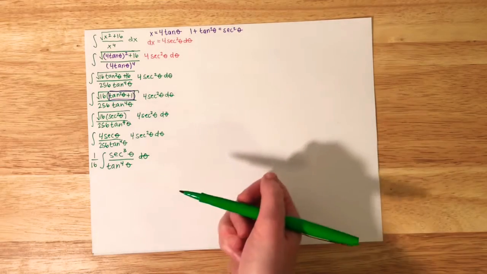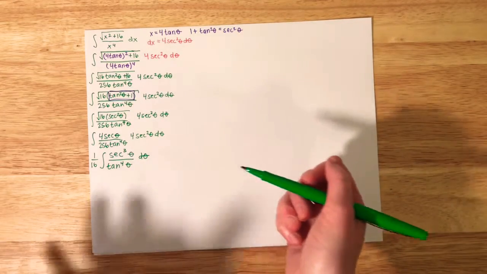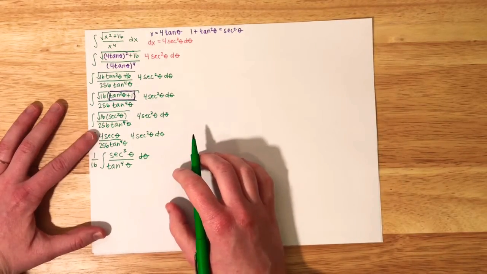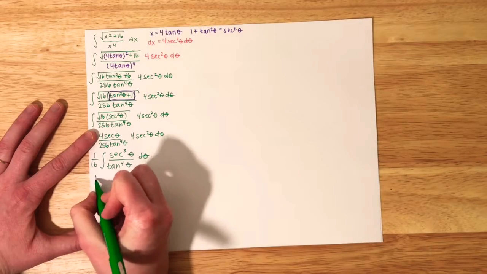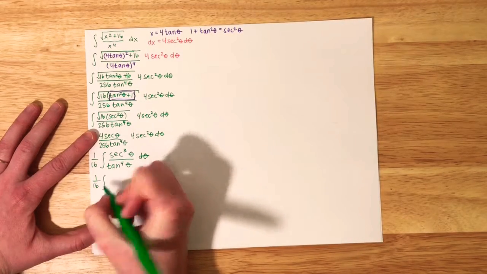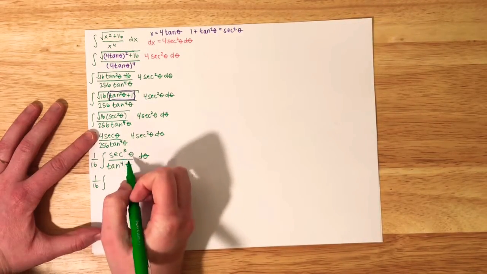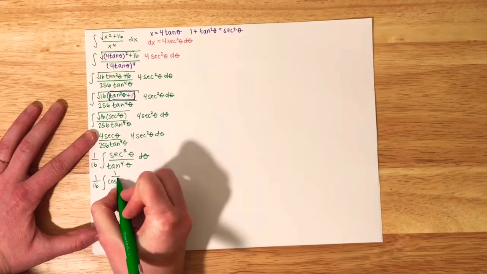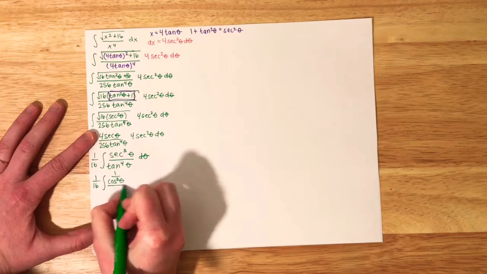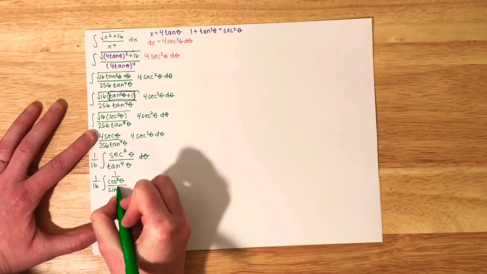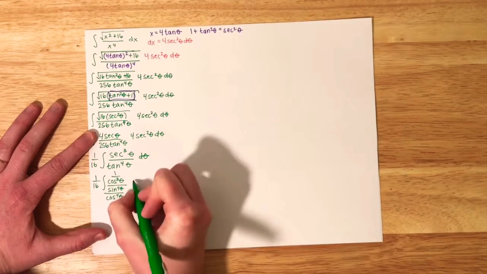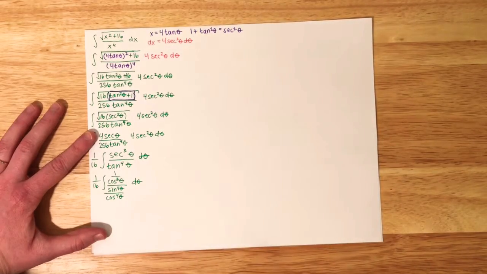All right, now what we can do is rewrite secant and tangent in terms of sine and cosine and simplify from there. So we have 1/16 of the indefinite integral. Secant is 1 over cosine. So we have 1 over cosine cubed theta over sine to the fourth theta over cosine to the fourth theta d theta.